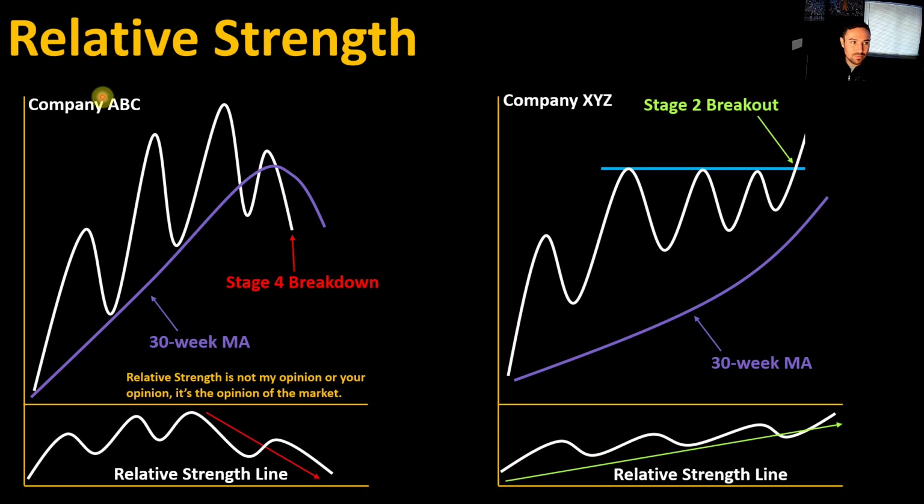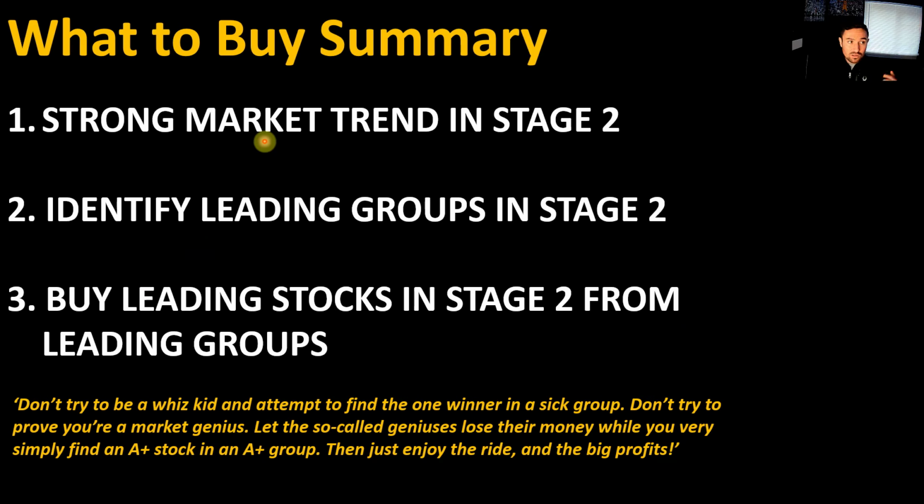So if we look here, company ABC, what chart pattern is this? Head and shoulders top, left shoulder, head, right shoulder. Don't worry, you'll learn about that a little bit later on. So it's losing its 30-week moving average. Stage 4 breakdown here. Look at the deterioration in the relative strength line. Whereas company XYZ is in a stage 2 uptrend, builds a very constructive base, 30-week moving average rising nicely. Look at this relative strength line. Fantastic. This is a much better stock to be long of, whereas company ABC is a much better stock to be short of. So let's go through a summary of what to buy.